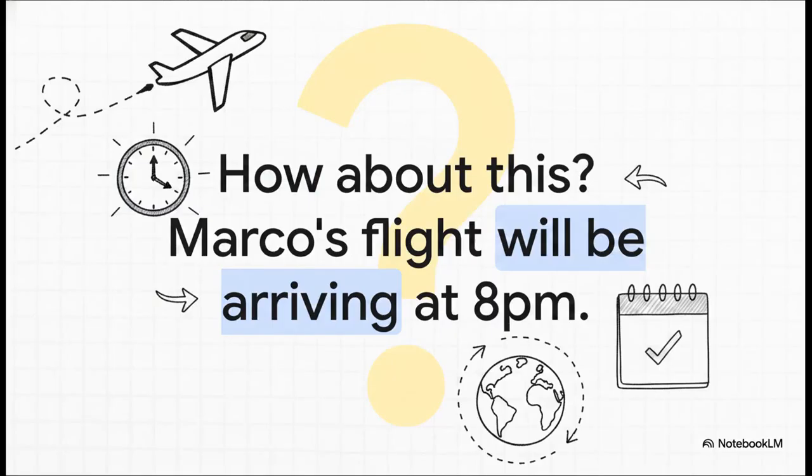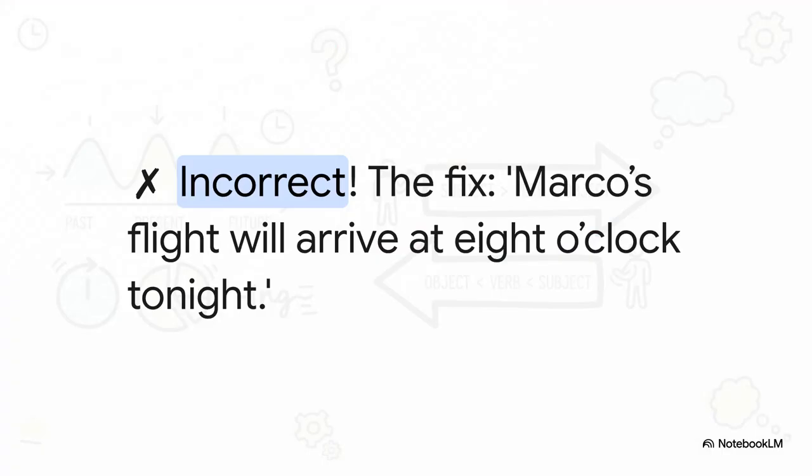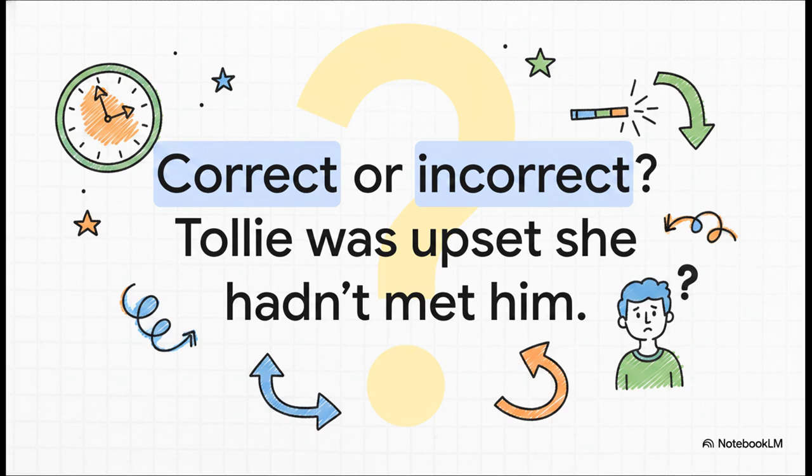How about this? Marco's flight will be arriving at 8 o'clock tonight. Think back to our little analogy. Is this a dot on the timeline or a line? That one's also incorrect. The plane arriving, that's a single moment in time, right? It's a dot. It's not an action that happens over a period of time. So all you need is the simple future. Marco's flight will arrive at 8 o'clock. Much cleaner. Okay, last one for the tenses.